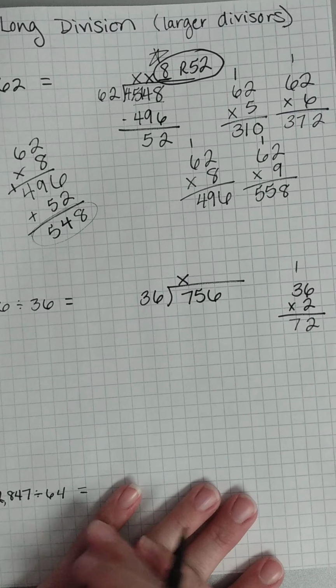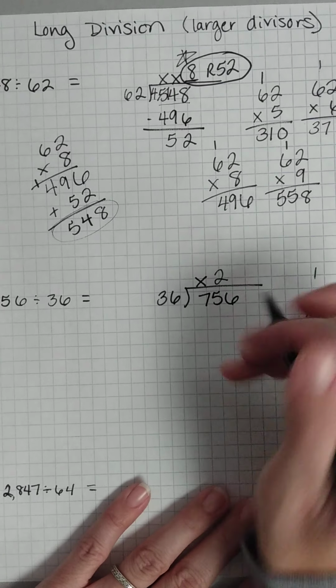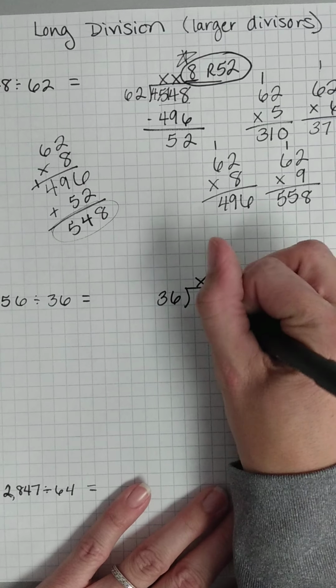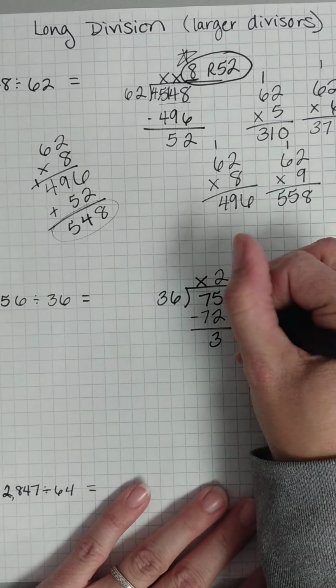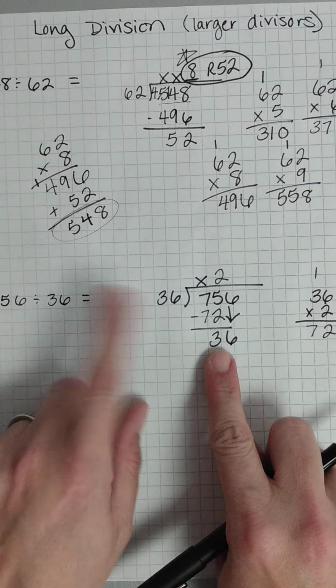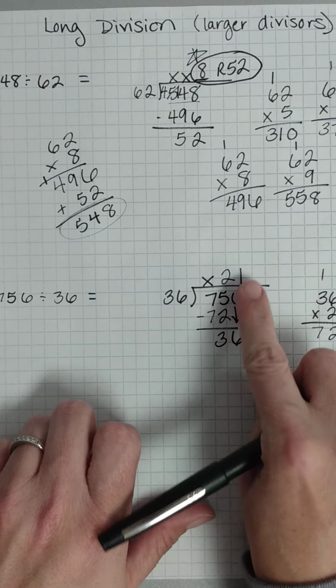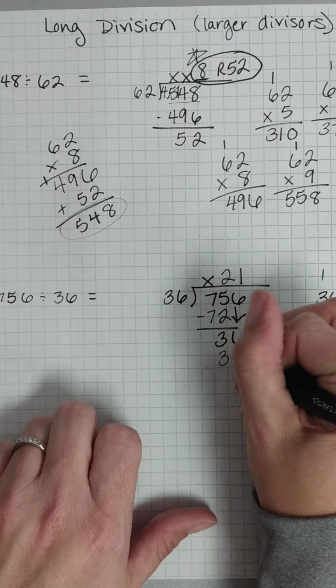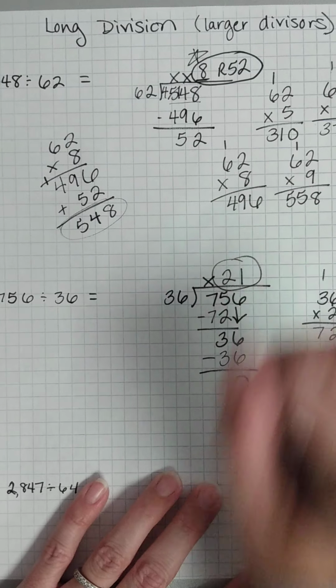And I get 72. So I can take 2 groups out of there. 2 times 36 is 72. And I get a remainder of 3. My next step is to bring down, and this makes me happy because I notice 36 can go into 36 one time. 1 times 36 is 36. So my answer is 21.